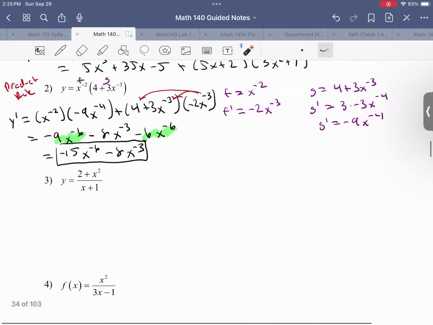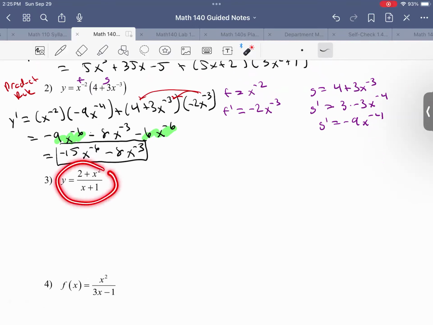Okay, let's check out number 3. So number 3 now, we have y equals (2 plus x squared) over (x plus 1). So we have two functions being divided, right? And we want to find the derivative. So this type of rule that we would use, this new tool, would be the quotient rule.